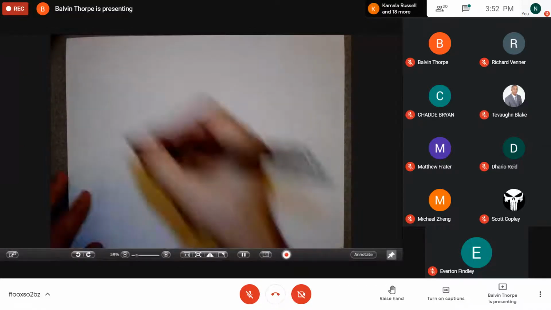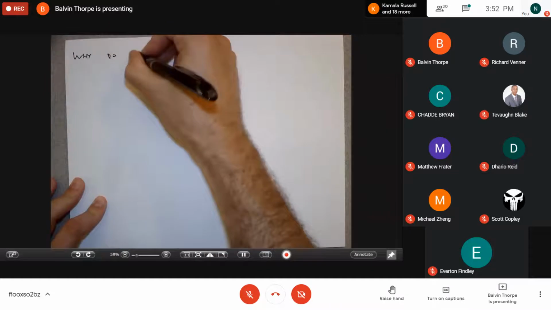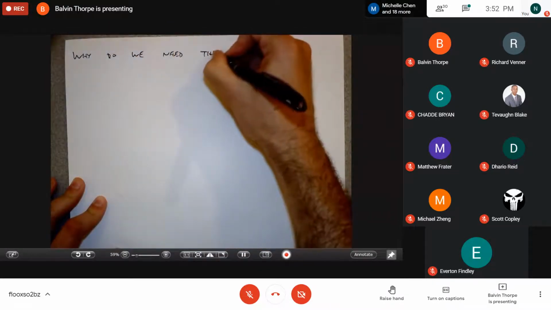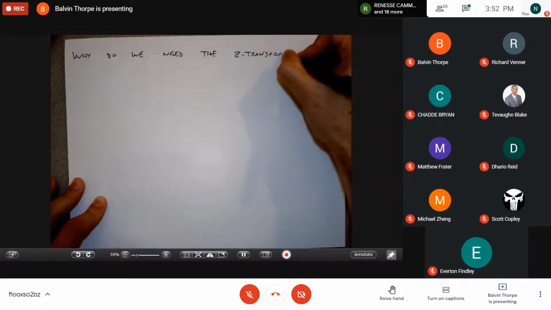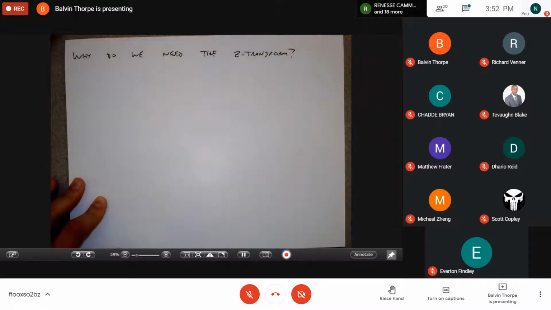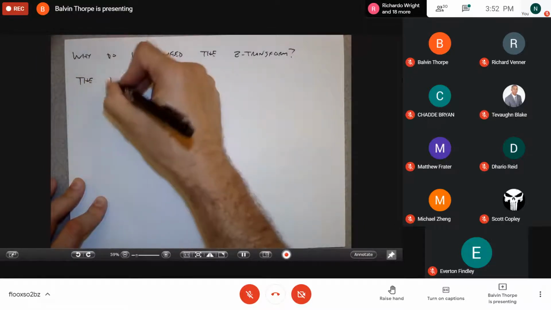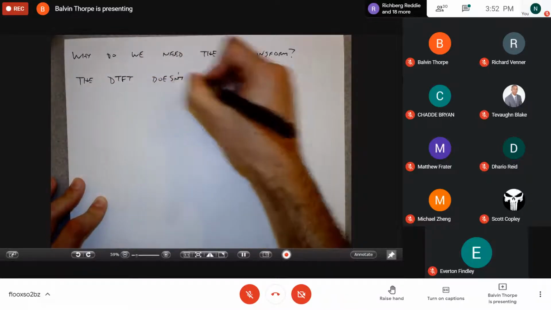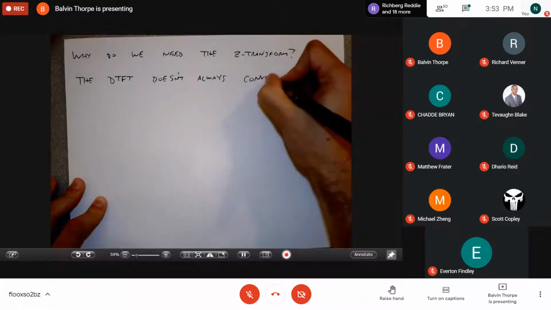So why do we need the Z transform? Well, one reason is that the DTFT doesn't always converge or exist.